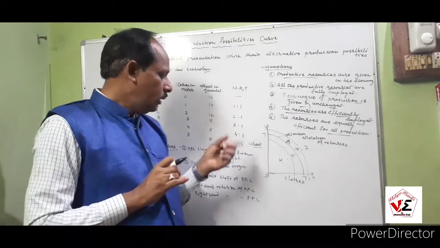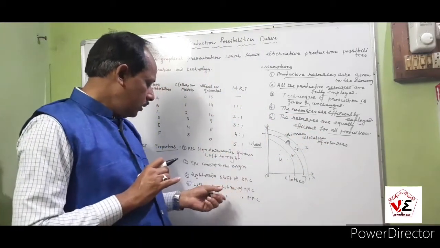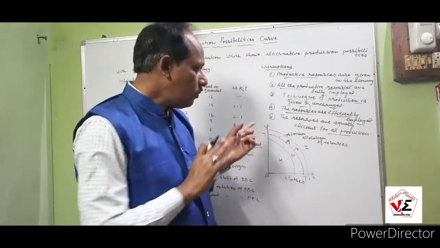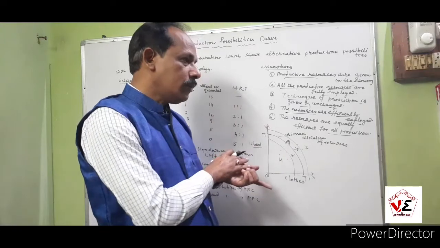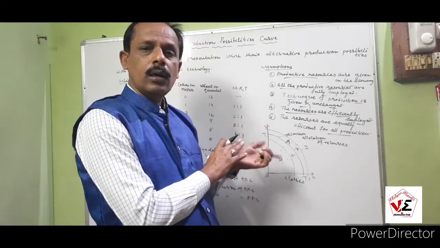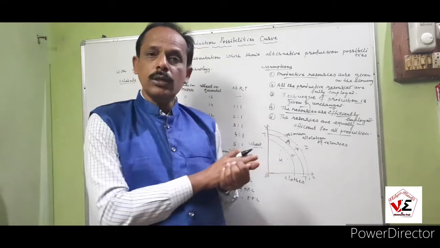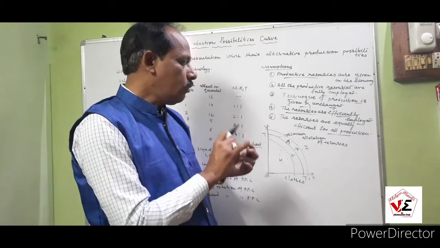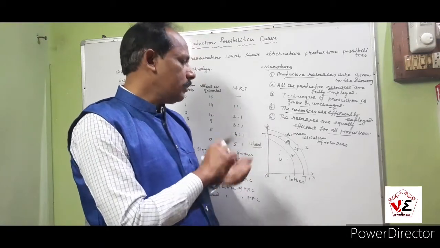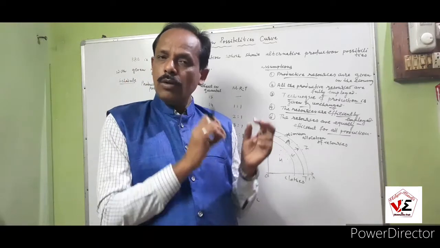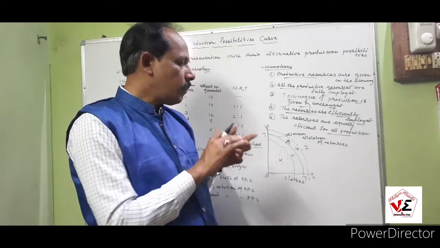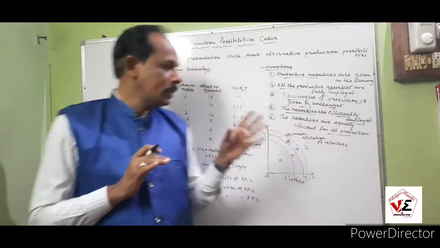So next, what we see is shifting. Rightward shifting means the commodity becomes cheaper while you are producing more. Leftward shifting means the commodity becomes dearer while you are producing less. So this is the fundamental idea of the PPC.